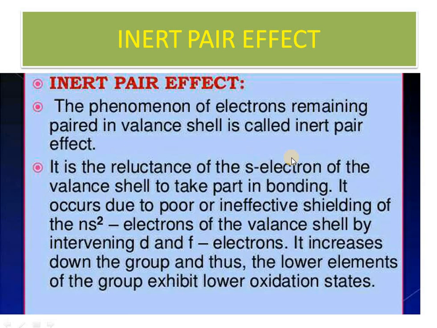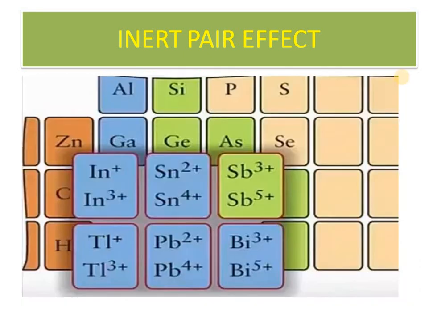Now inert pair effect, a very important fact. The phenomenon of electrons remaining paired in the valence shell means these electrons will not participate in bond formation. The reluctance of ns2 electrons of the valence shell to take part in bonding is called the inert pair effect. The inert pair effect increases down the group. Why? Because there is imperfect shielding by d and f orbitals. If imperfect shielding is there, there is more chance that ns2 electrons will not go out for forming a bond. So this is the point.